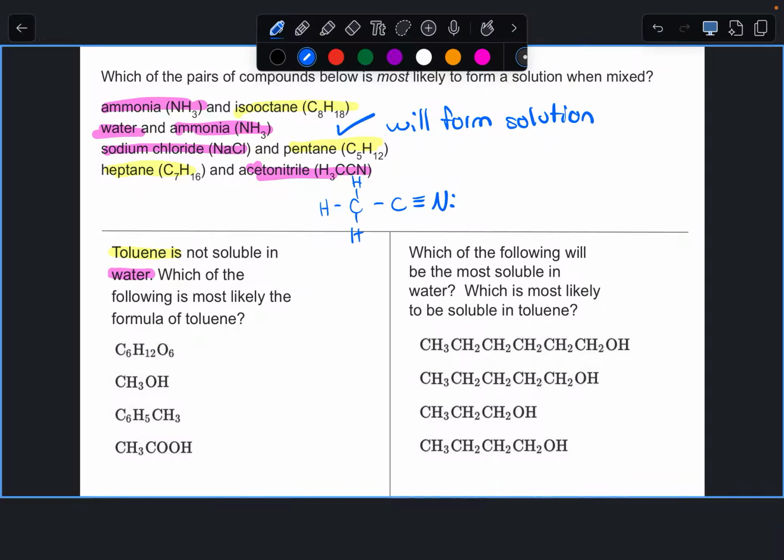And then it says which one's the most likely formula for toluene. So we're looking for something that's nonpolar. Well, three of those compounds have oxygen in them. And we know that oxygen makes those molecules polar. So this is the only one that could possibly be our answer, the only thing that's nonpolar. All of the others are probably going to dissolve in water.